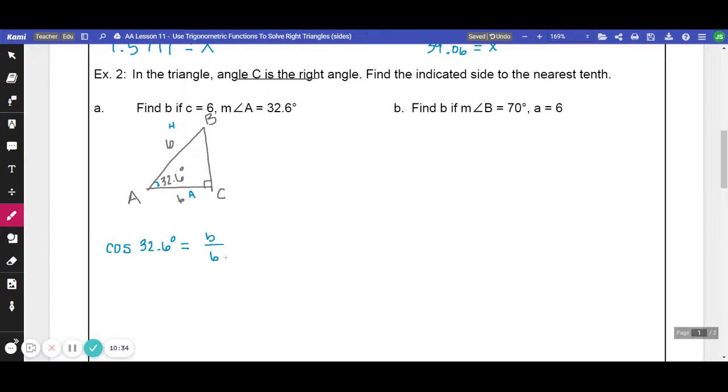Hypotenuse is 6. I always say I should never use B's and 6's. Look at, you can't even tell the difference. I should not use them together.